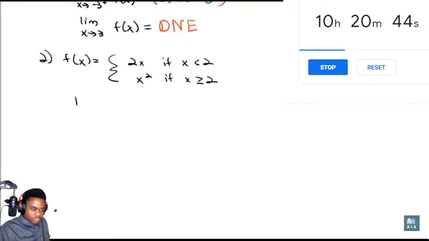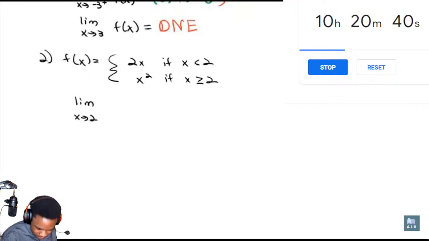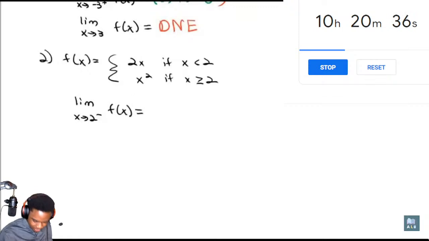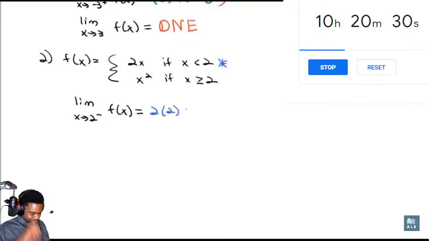Well, we've got to come in from each side. The limit as x approaches 2 from the left of f of x. From the left, those are the smaller values where x is less than 2. So let's plug in 2. 2 times 2 is 4.